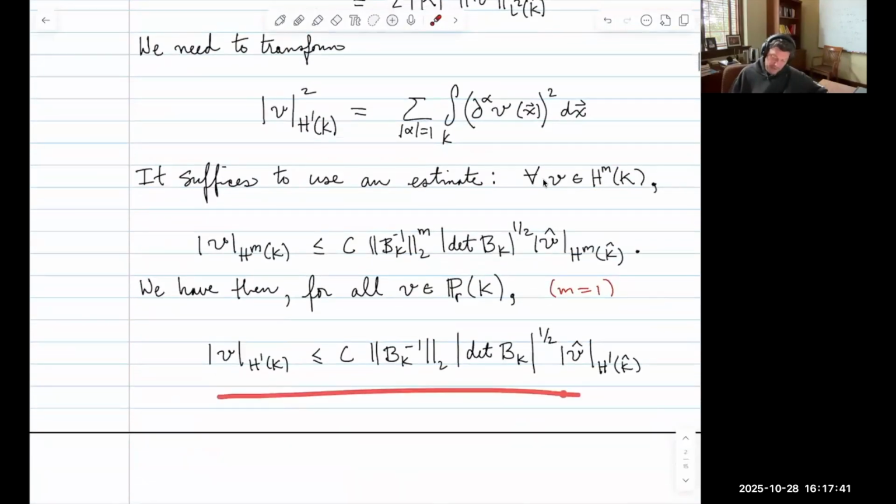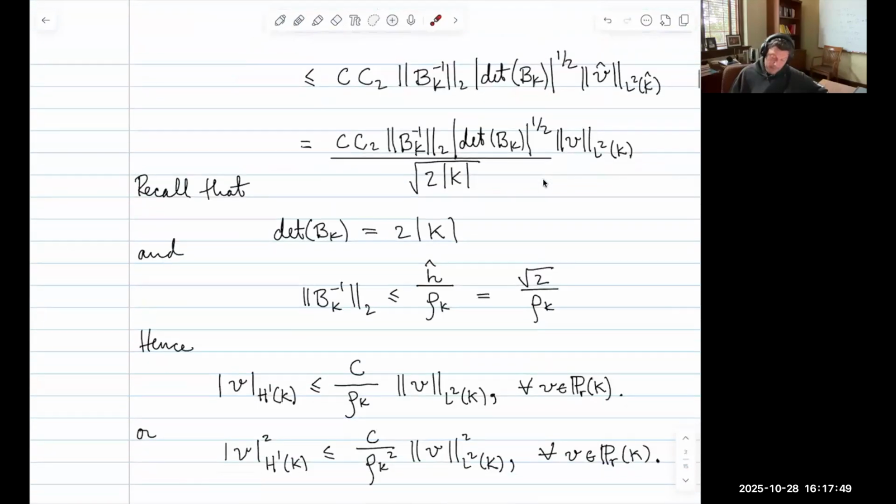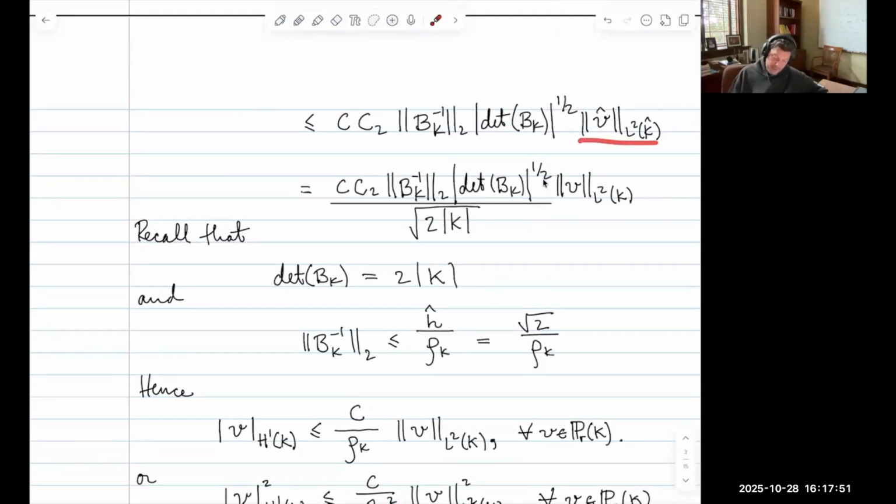The hard one was this guy, but we don't need to know that exact integral. We just need to know a sharp estimate of it. So now if I replace this by this, I also get this factor. Then you just realize, well, the determinant of BK is equal to 2 times the area of K. That's also got a square root, so these two terms cancel with each other.